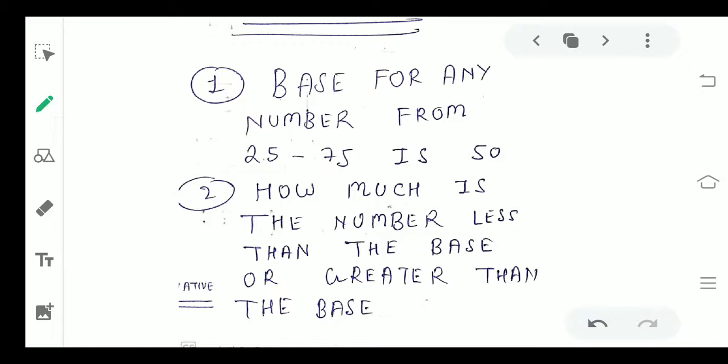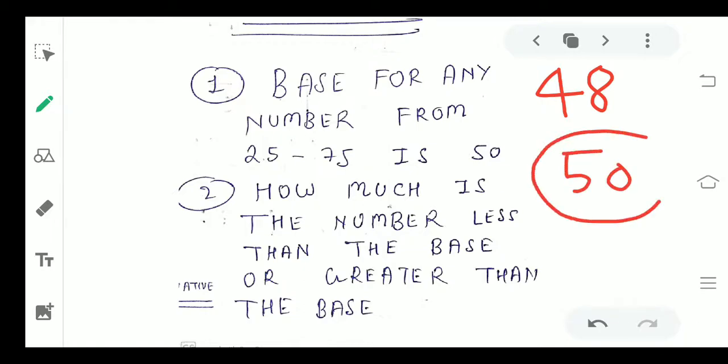So first step, we need to know how to calculate the base. So the base for any number from 25 to 75. Let's take the example of 48. The numbers falling in the range between 25 to 75, their base is 50. So the base for 48 is 50. Next step, how much is the number less than the base or greater than the base? So how much is 48 less than 50? It is -2.